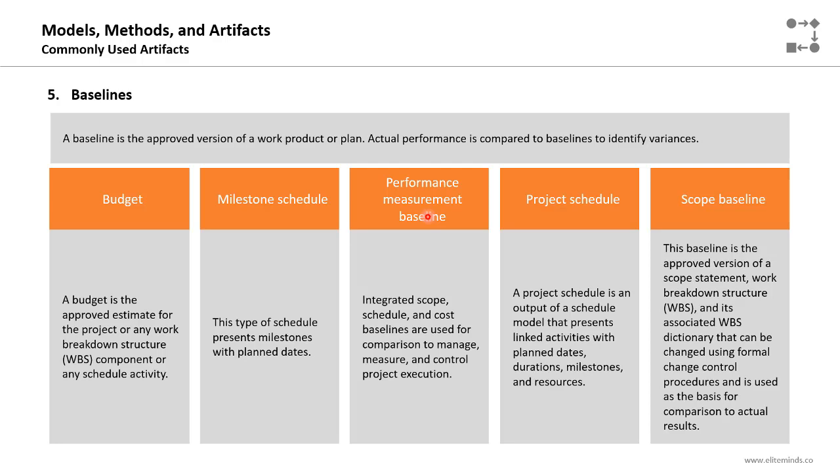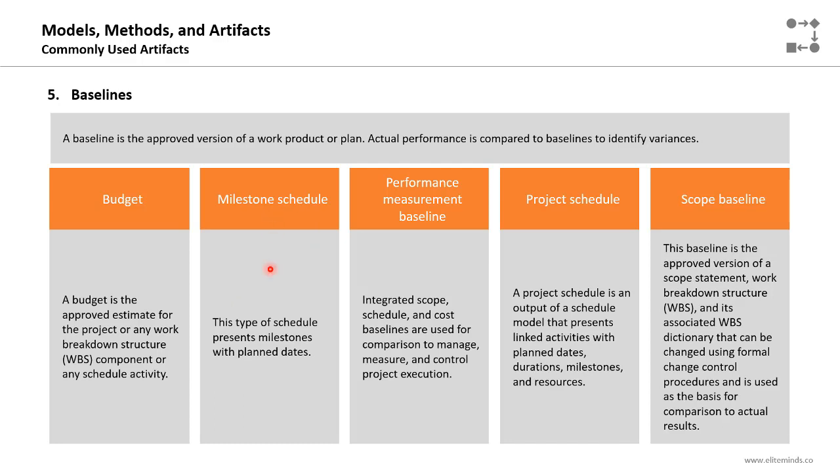Actual performance during the project execution will be compared to the approved baselines to identify any variances. Any variance, especially the non-ordinary variances, should be rectified by taking the appropriate action. The first baseline is the budget, and the budget is the approved estimate for the project or any work breakdown structure component or any schedule activity. So the budget of a specific activity, work package, or deliverable is the approved estimate.